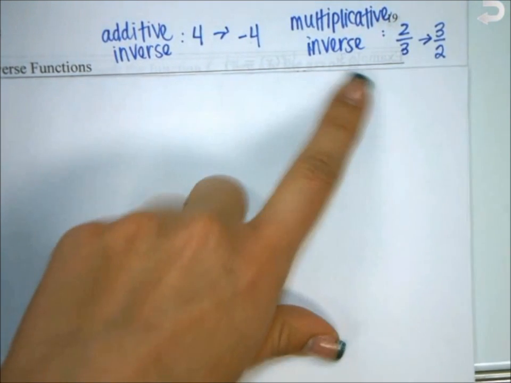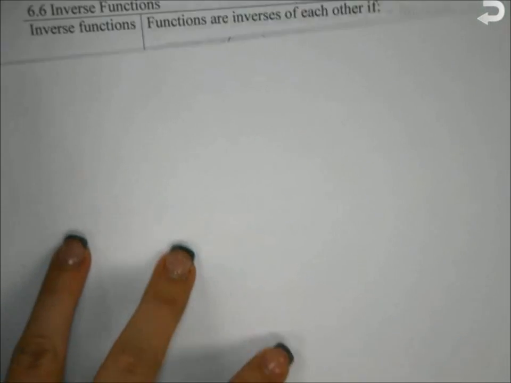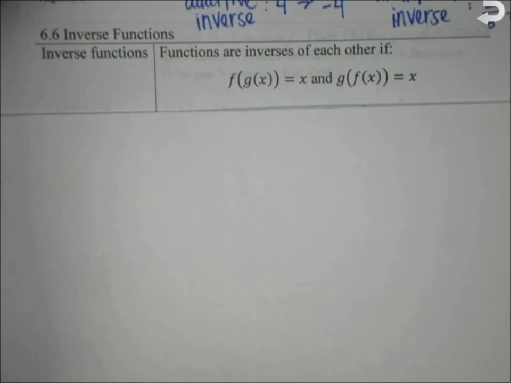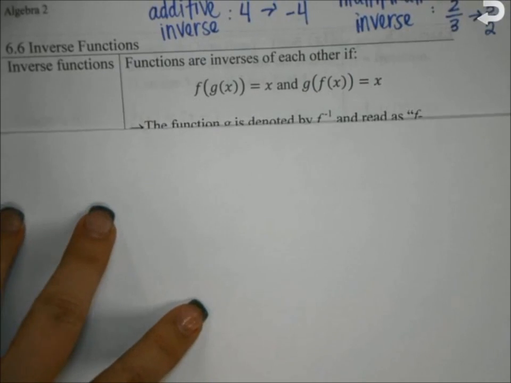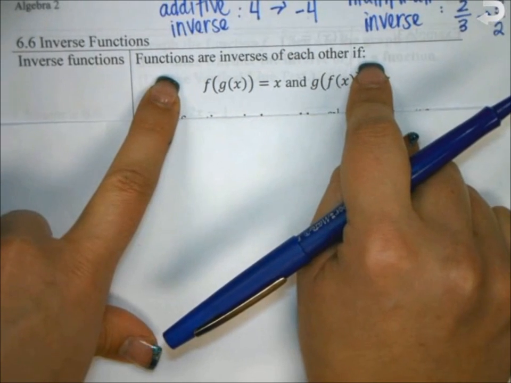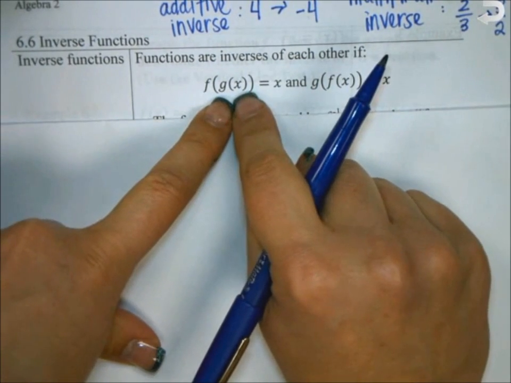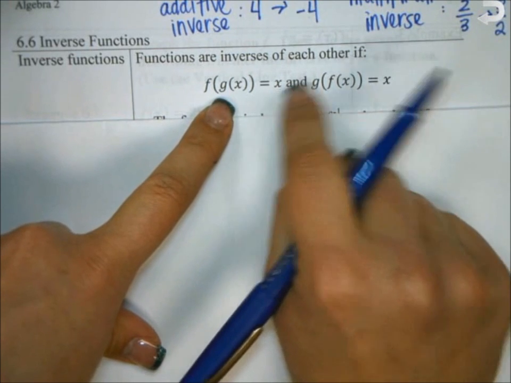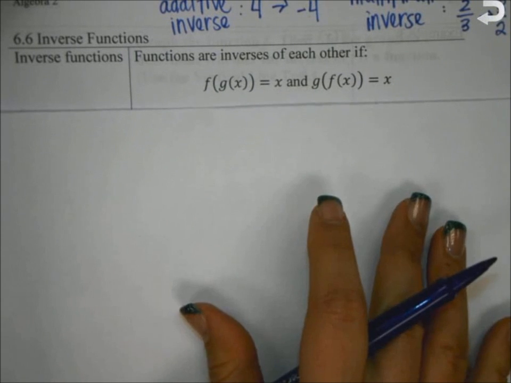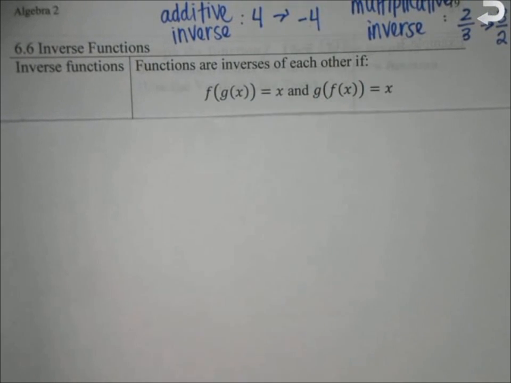And now we're going to be taking inverses of functions. So we have a definition. Functions are inverses of each other if f of g of x equals x and g of f of x equals x. So if we want to check that two things are inverses of each other, we compose the f function with the g, and then we compose the g function with the f, and when we simplify, we should get x both times.